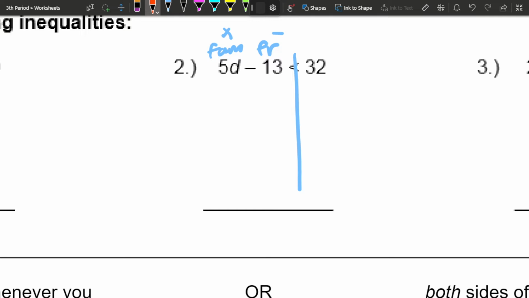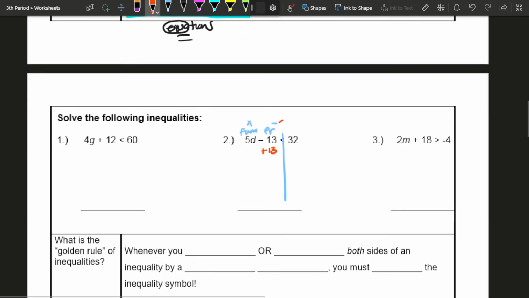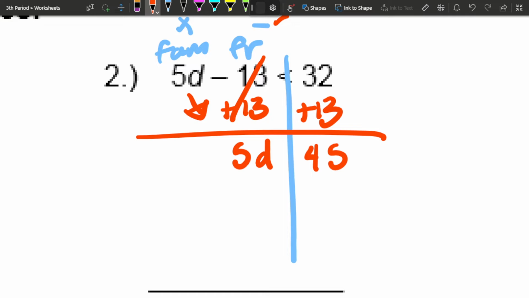Get rid of the friend. The friend is doing what? Subtracting, so we have to add 13. And what I do to one side, it says both sides, right? We do to the other side. Very good. So when I do this, I get my 0 pair, and 32 plus 13 gives you 45. Family hasn't done anything, so let's bring them down. Bring them along for the ride. Bring the inequality sign, because we haven't done anything to it, right?